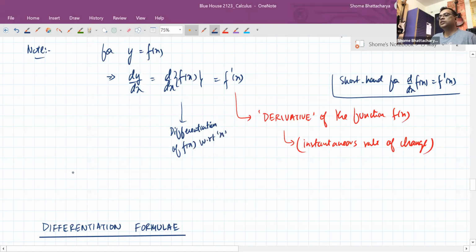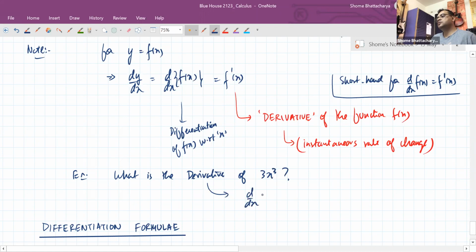Okay, so for example, if I ask you what is the derivative of, let's say, 3x cube. So the derivative is nothing but this thing, which is nothing but 9x square. So the derivative of 3x cube is this.